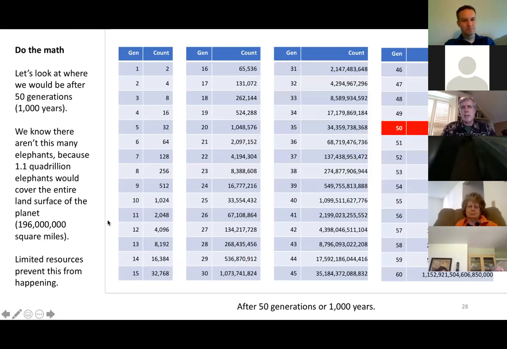For instance, just as an example, I'm going to point to 50 generations. At 50 generations, which is 1,000 years, incidentally, elephant generations are about 20 years, you would have 1.1 quadrillion elephants. Now, if you look down on an elephant from above, he's about 10 feet long and 5 feet wide. So we're just going to call it 50 square feet. Well, if you had 1.1 quadrillion elephants, you would cover the entire land surface of the Earth, which is 196 million square miles. So clearly, we don't have that many elephants.